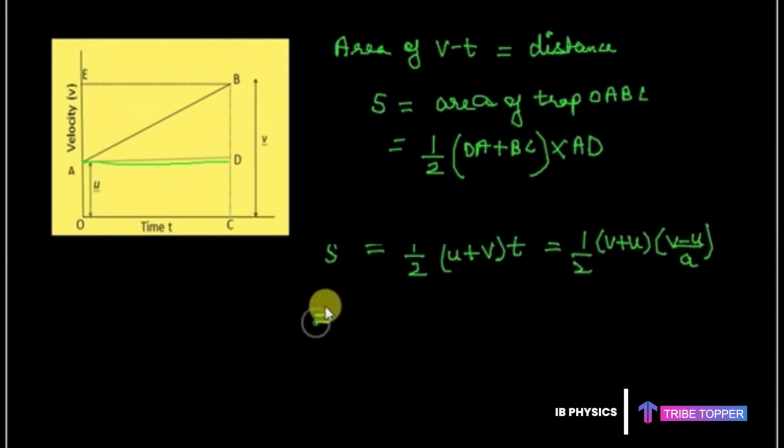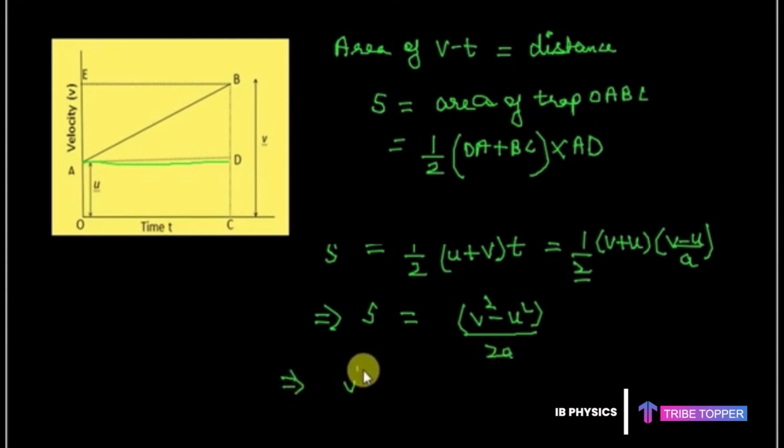So again, taking this 2a on the left hand side, and above we just apply the identity (a plus b) into (a minus b), we have (v square minus u square) upon 2a. When I take this 2a here, I get my second equation of motion, that is v square minus u square is equal to 2as.